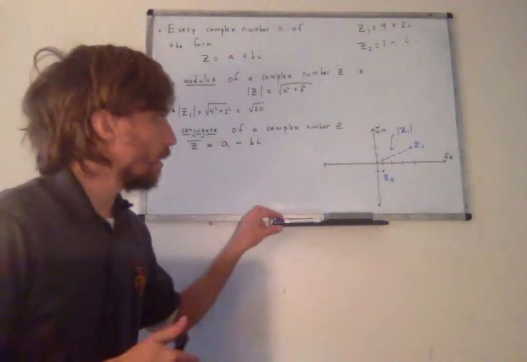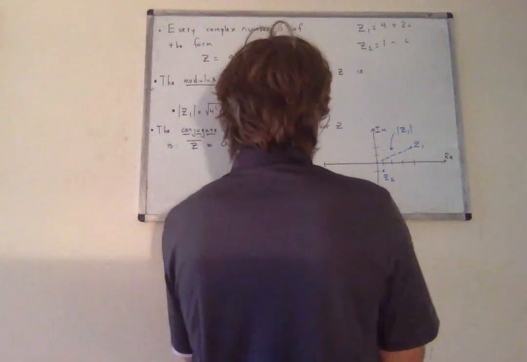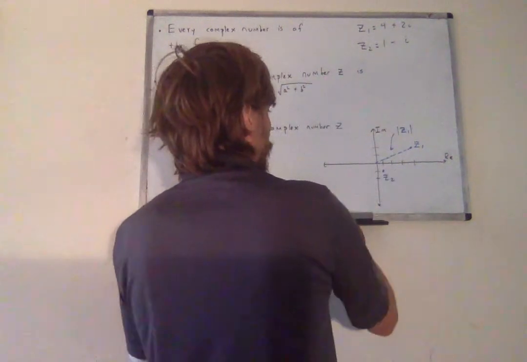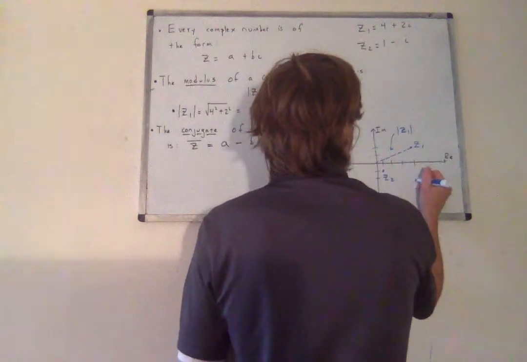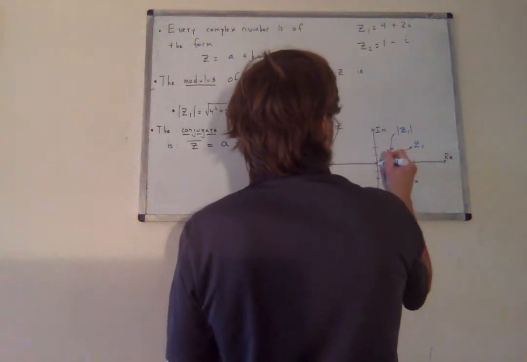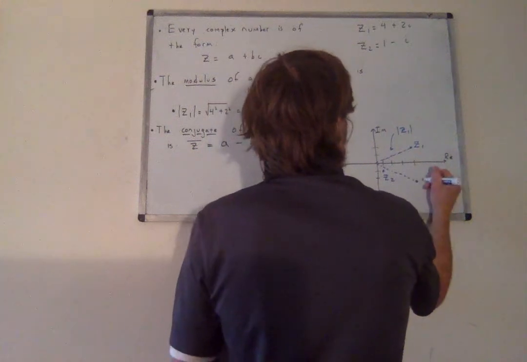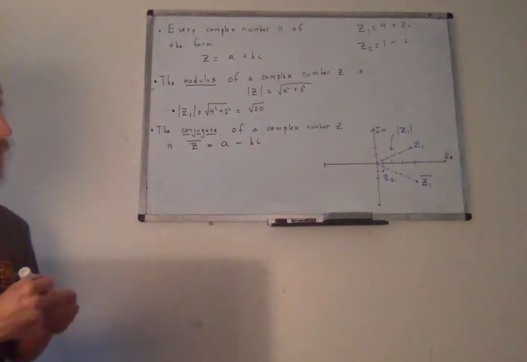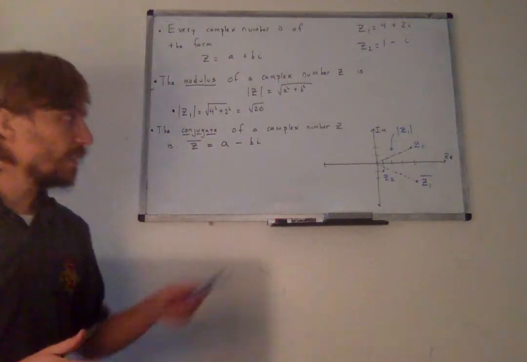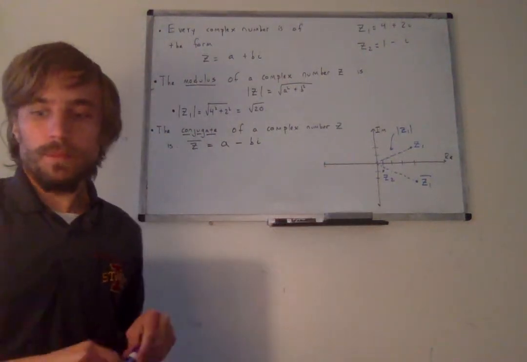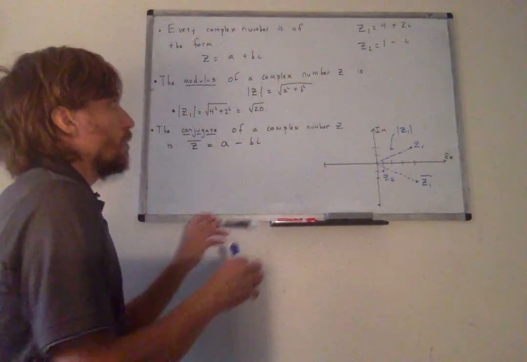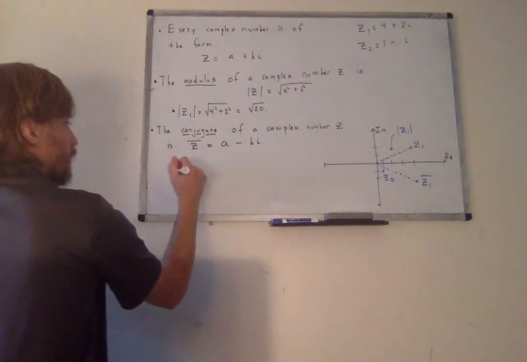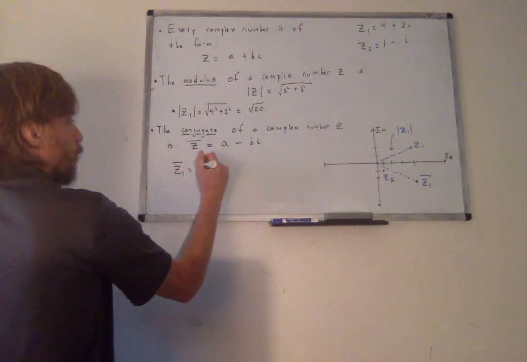And just relating this back to R2, this would be the equivalent of reflecting this point around the y-axis. If you imagine reflecting this point around the y-axis in R2, that gives you the conjugate. So you can see here that the conjugate of z1 would be equal to 4 minus 2i.